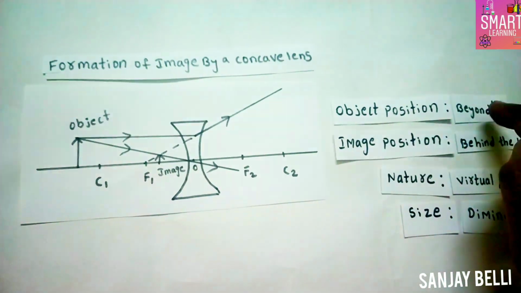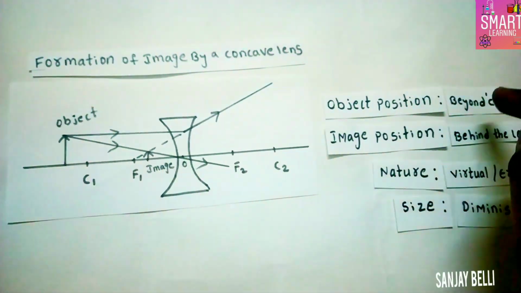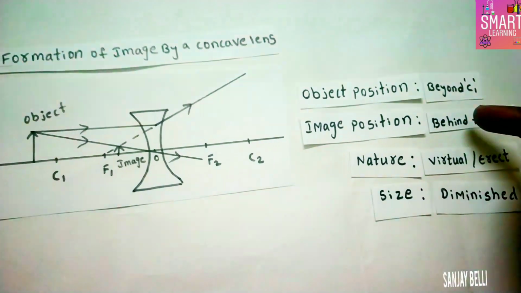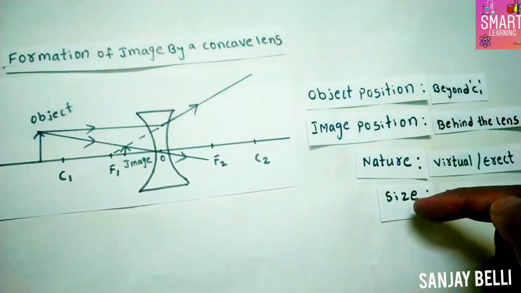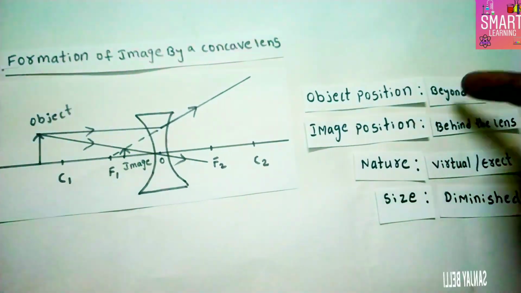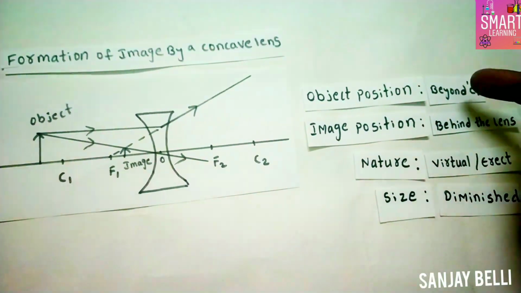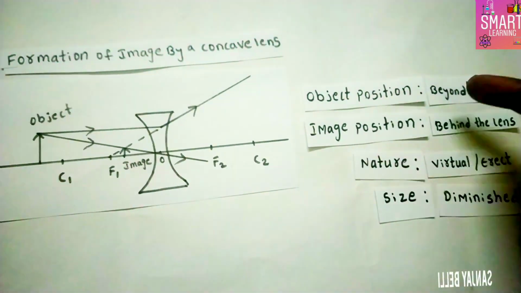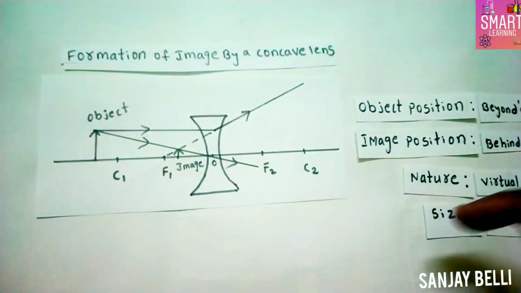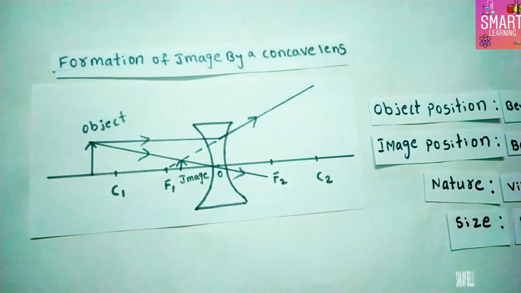Instead of beyond C, if I place the object on C, the image position, nature and size will remain the same. Next, if I place it between F and C, on F, or between O and F, the image position, nature and size will remain the same. Now let us see.